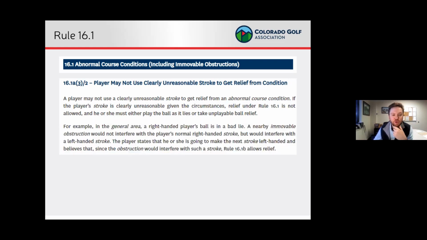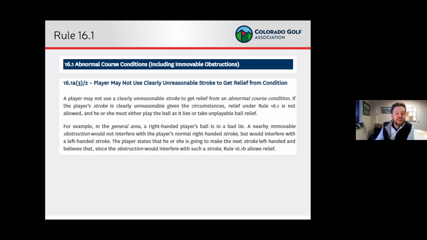take unplayable ball relief. And it says, for example, in the general area, a right-handed player's ball is in a bad lie. A nearby immovable obstruction would not interfere with the player's normal right-handed stroke, but would interfere with a left-handed stroke. The player states that he or she is going to make the next stroke left-handed and believes that since the obstruction interferes with such a stroke, 16.1b allows relief. Well, again, if your ball wasn't in a poor lie, there's no reason you'd play it left-handed. The only reason you're playing it left-handed is to get a stance maybe to get relief.